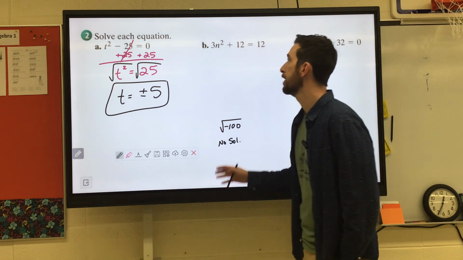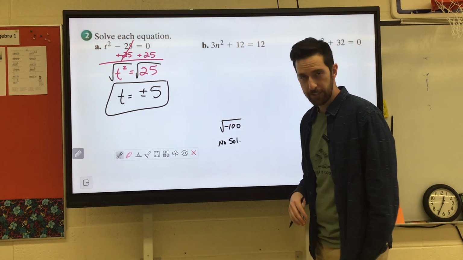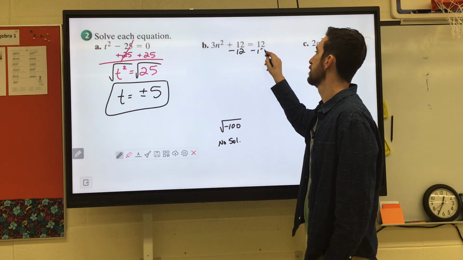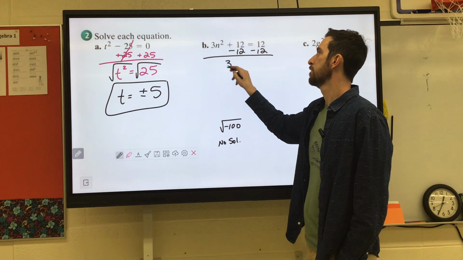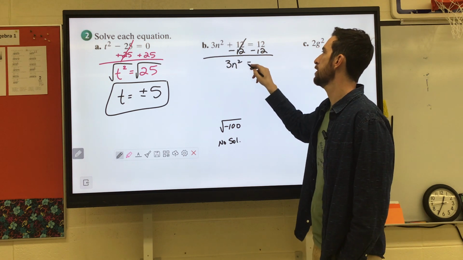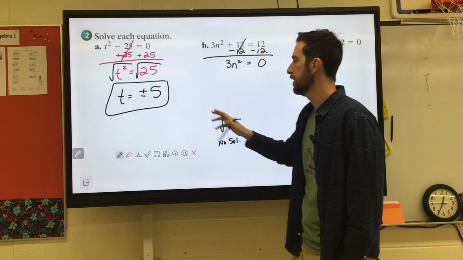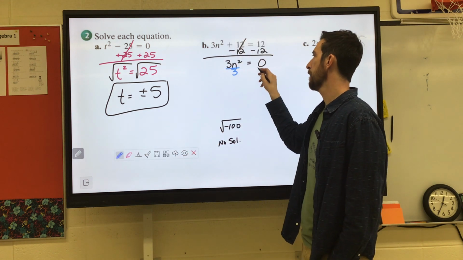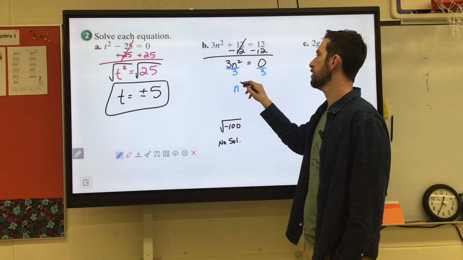All right, here we go. 3n squared plus 12 equals 12. I know we're going to subtract 12 first. 3n squared equals 12 minus 12 is 0. Then we would get rid of the 3, which we would divide to get rid of that. 0 divided by anything is 0.